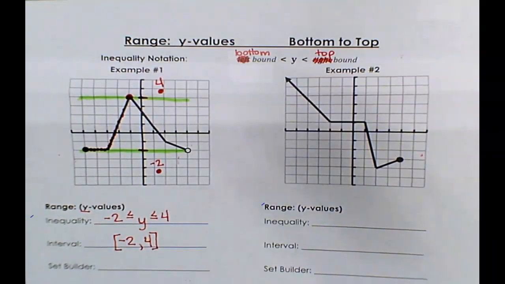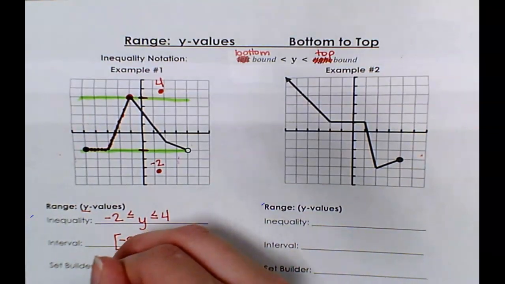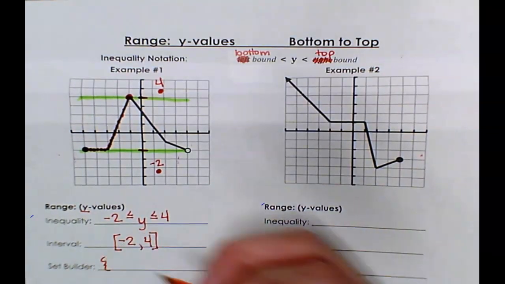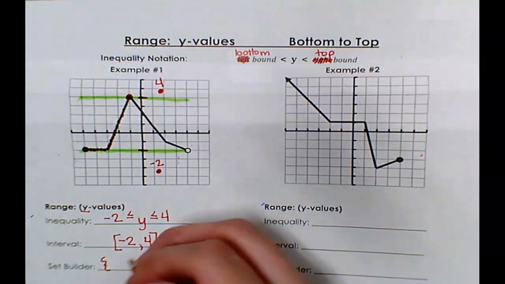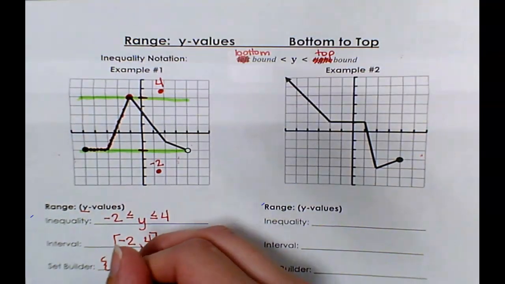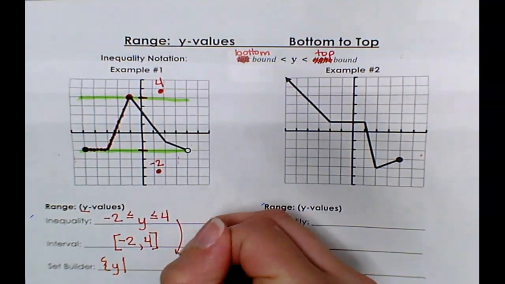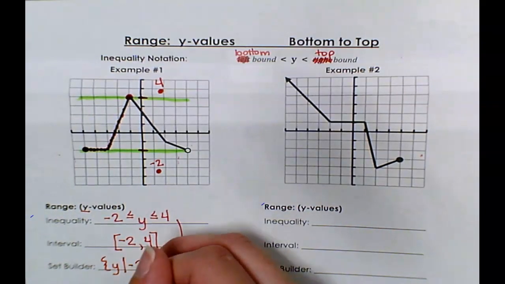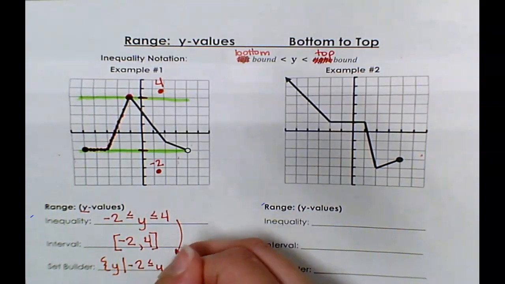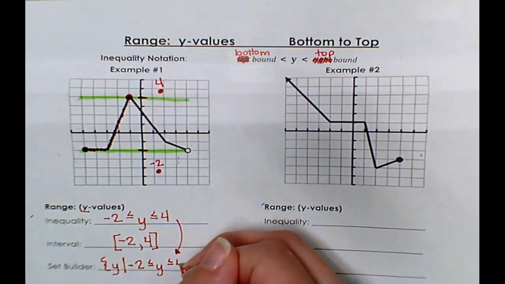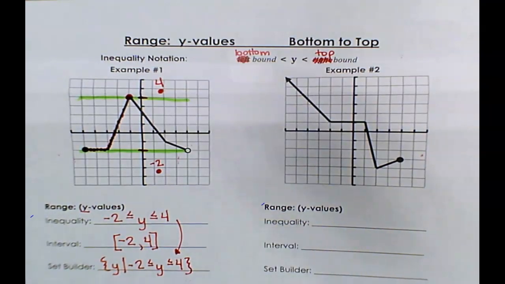And for set builder notation, it's the set of all what? It's the range, so it's the set of all y values such that negative 2 is less than or equal to y, which is less than or equal to 4. So remember, range is your y values. You're going from bottom to top. So I want you to take a moment to pause your video and try example 2.